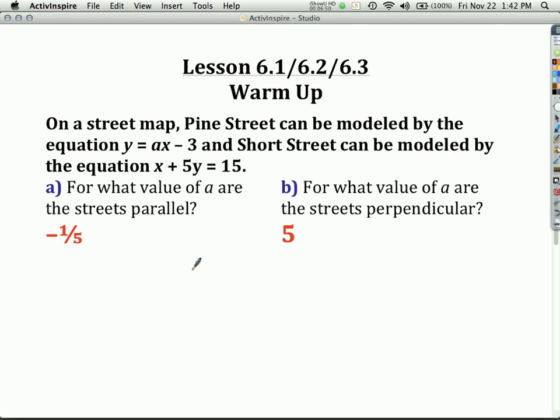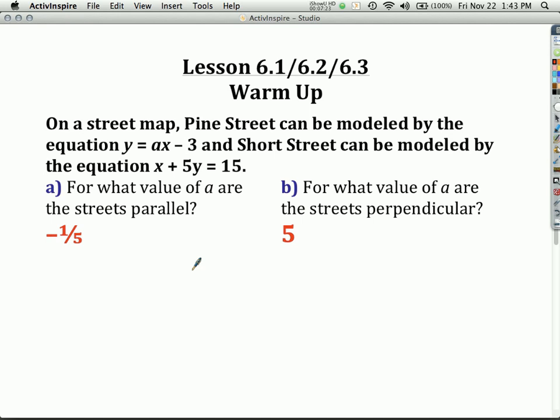So I heard you actually say it to a couple of your classmates really articulately a few minutes ago. I don't know if you remember what you said. You said something like, if the 2 equations are parallel, then they have the same slope. And then you went on to explain how to find A. Okay, so then for A, it would be simply the same slope.